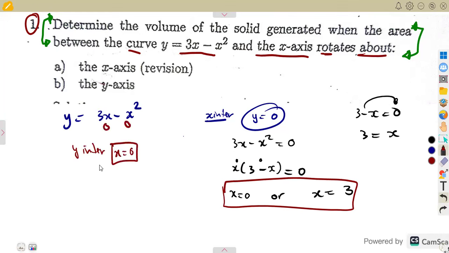And if x is equal to 0, it means y is also 0, if we substitute. So that means the y-intercept is at 0, and the x-intercepts are at 0 and 3. And also we talked about the shape, that this is a negative, so we are going to have a set shape at the end, something like this.